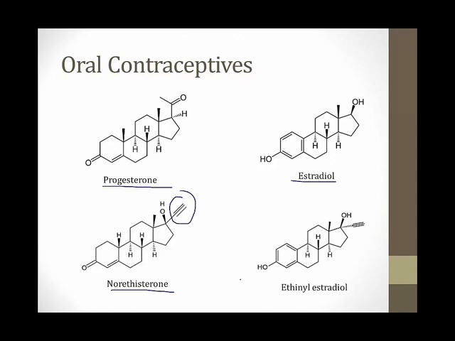The bottom right side of the screen is the structure of ethinyl estradiol. This is an estrogen that is commonly used in oral contraceptive pills. It also has one of these triple bonds between carbon molecules.